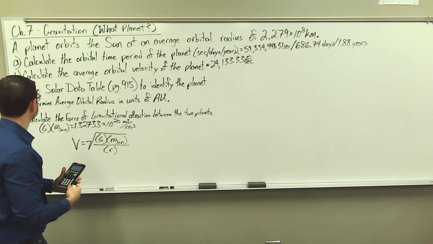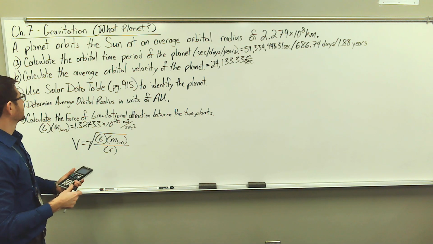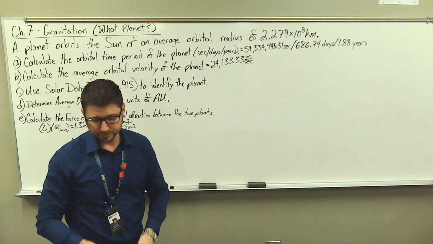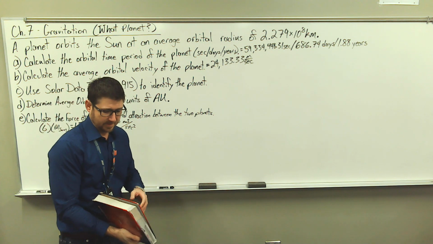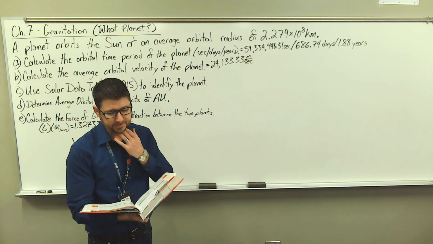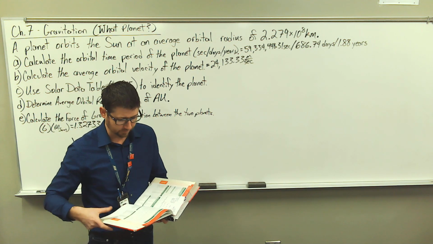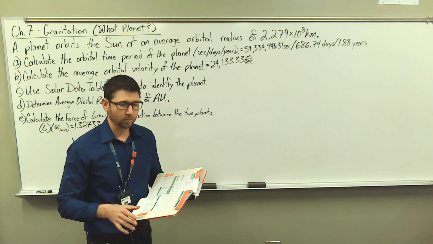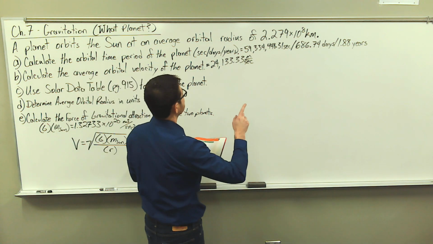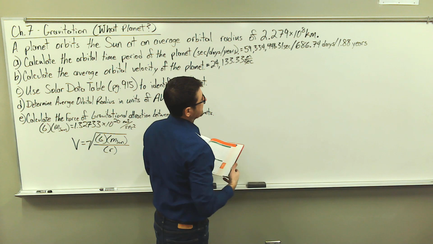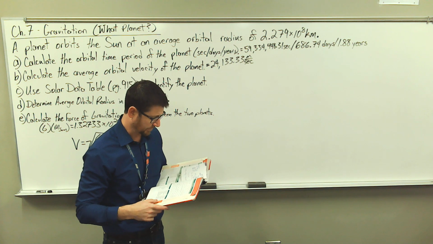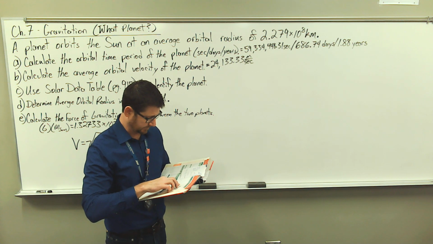On part C, it says use solar data table from page 915 to identify the planet. So we're going to take our textbook out and turn to page 915. On page 915, at the top of the page, we have solar system data. What we're looking for is the orbital time period, and we're going to see if we can find an orbital time period of 1.88 years or 686.74 days. So we're going to scan through all of our data here.